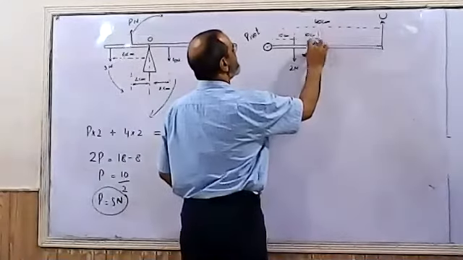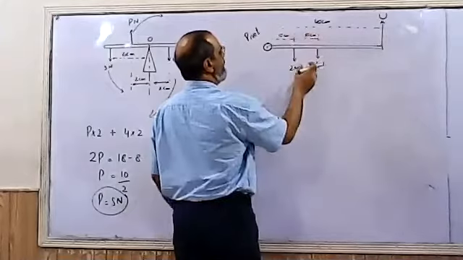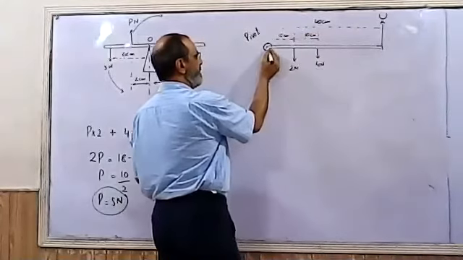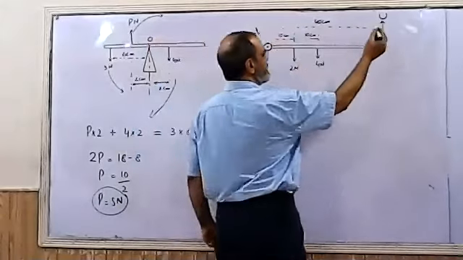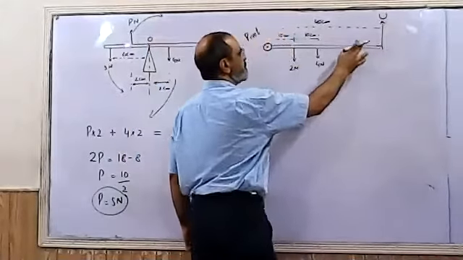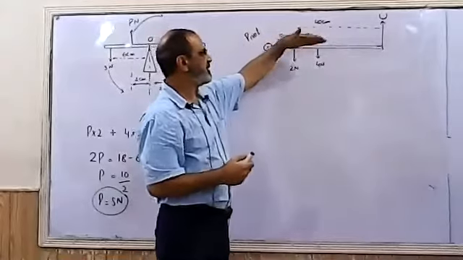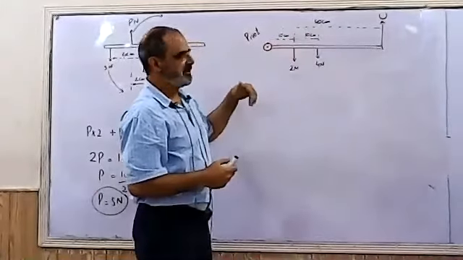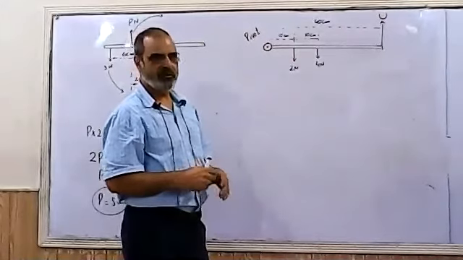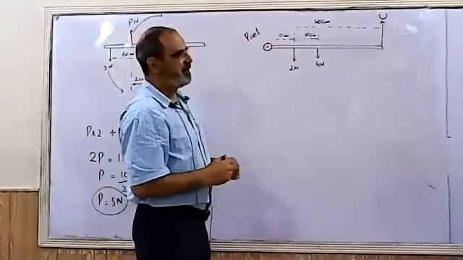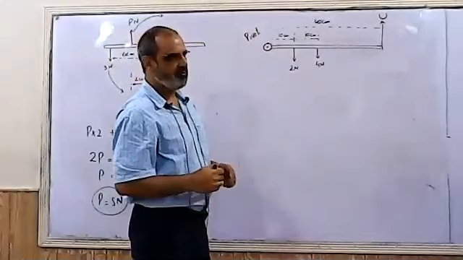The two forces are pulling the rod downward. About this pivot, it can rotate. We need a force U to keep it in horizontal position. So for that purpose, again, we are going to use the principle of moments. I can see these two forces are producing clockwise moment and U is producing anti-clockwise moment.